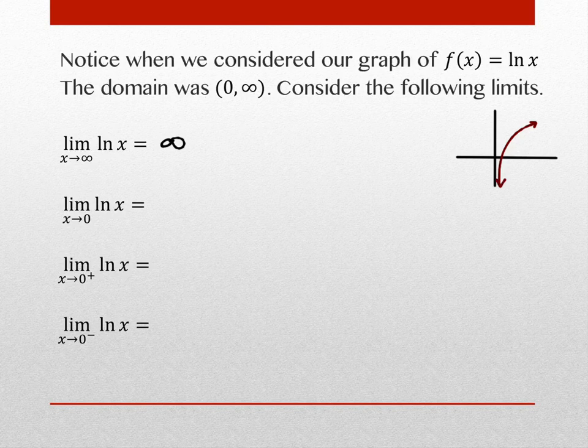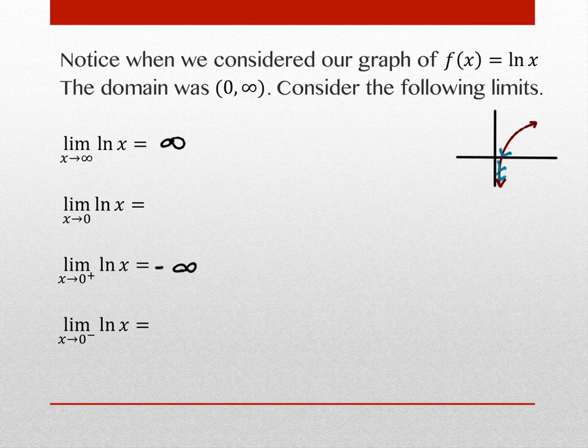So x approaches 0 from the right. Well, if x is approaching 0 from the right, it means that it's going downward like that. Because x is getting close to the y-axis, that's x equals 0. So what is the value for y that we're approaching? It's negative infinity. So this one right here is negative infinity.